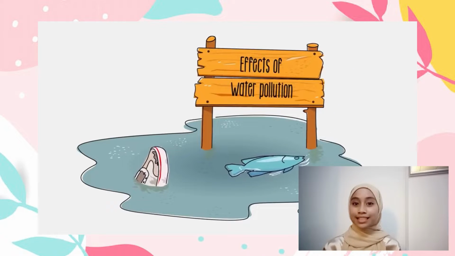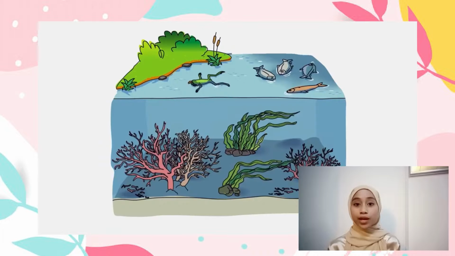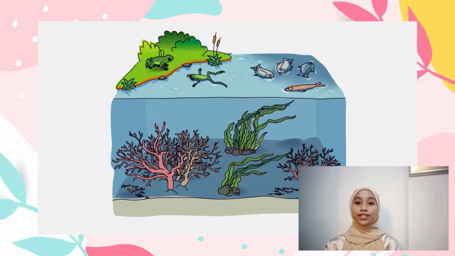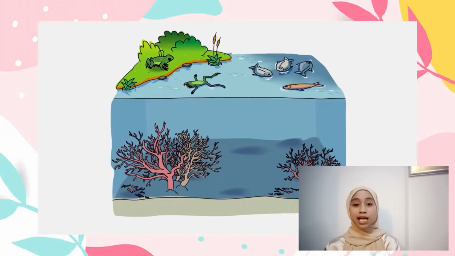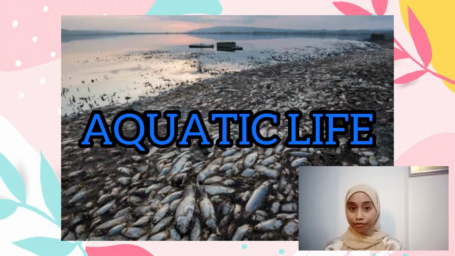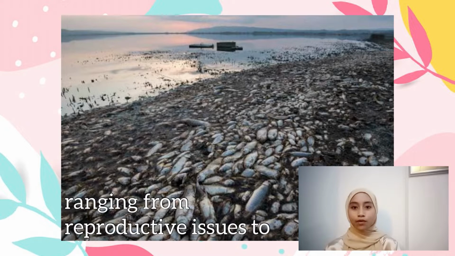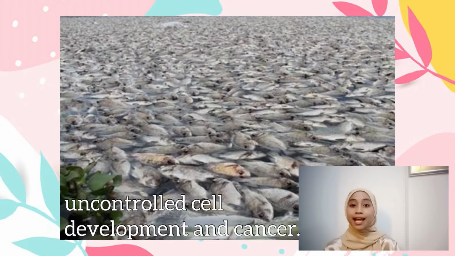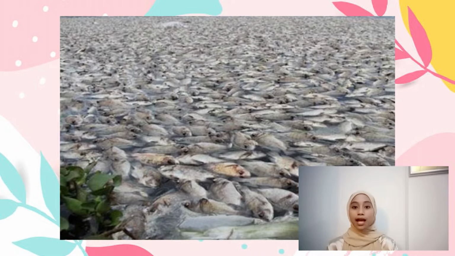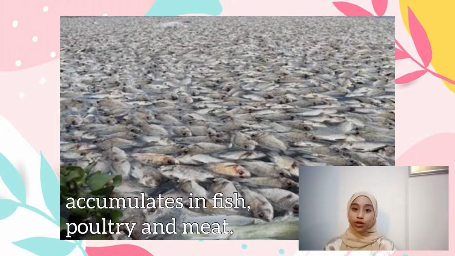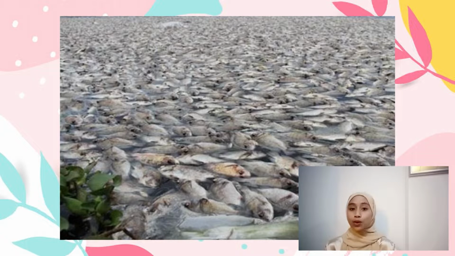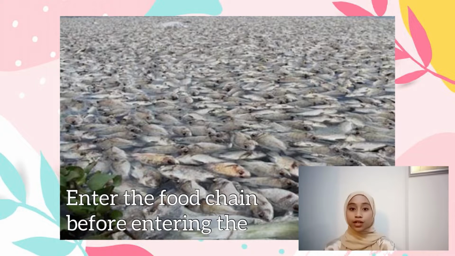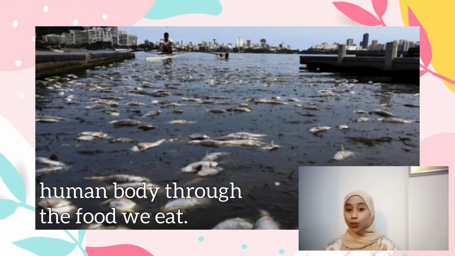Next, because of all the causes of water pollution, it creates a bad impact too. One of the effects of water pollution is that it can affect aquatic life. Dioxin is a toxin that causes a variety of issues, ranging from reproductive issues to uncontrolled cell development and cancer. This chemical accumulates in fish, poultry, and meat. It can also enter the food chain before entering the human body through the food we eat.